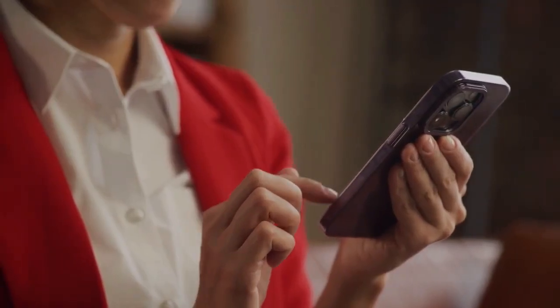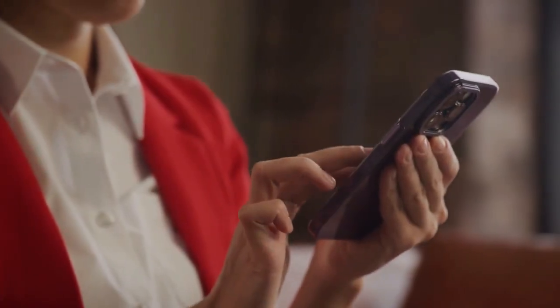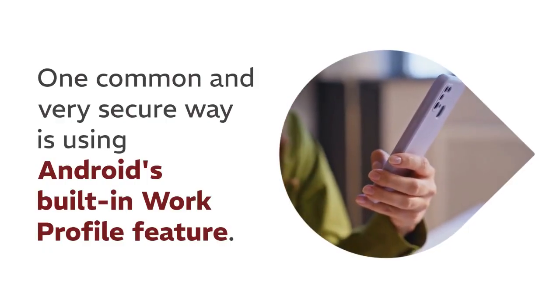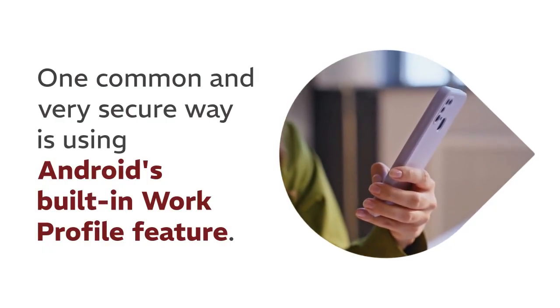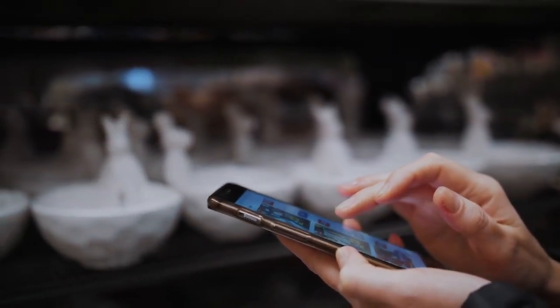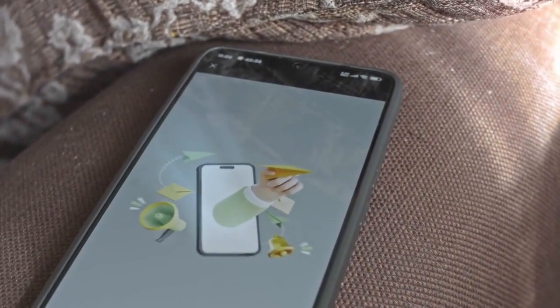However, if your goal is to have two completely independent app icons or separate app environments, there are effective methods to achieve this. One common and very secure way is using Android's built-in work profile feature. This creates a dedicated, secure space on your phone for work-related applications. Your IT department often manages this. Within the work profile, you can install another instance of the Outlook app, giving you a distinct work Outlook icon separate from your personal one. These two apps operate independently, keeping your data separate and secure.